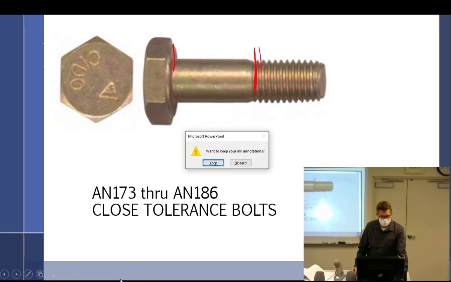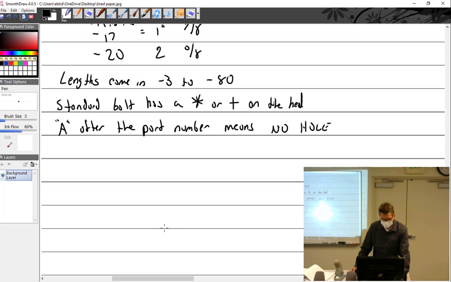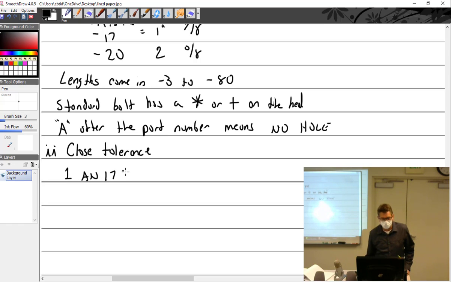Let's see. So I've got the close tolerance. Talking about different types of bolts, this is our second one. So close tolerance, that is the AN 173 to the AN 186. I have it as a 0.0005, half of a thousandth tolerance. So it's made to half a thousandth tolerance.